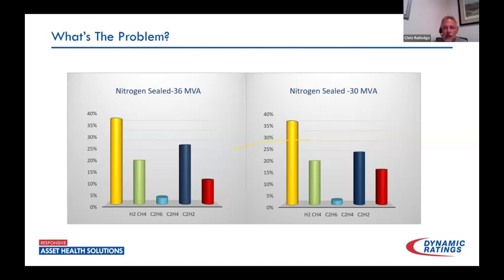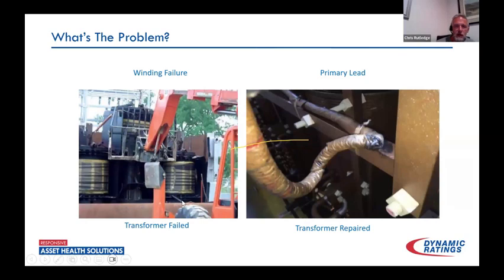So both these samples came from transformers which have tripped out of service. We know we've had an arc occur in both of these transformers. One of them actually was a winding failure. One of them, a primary lead, had actually burnt in half. We can see actually where it arced over to some support structures.